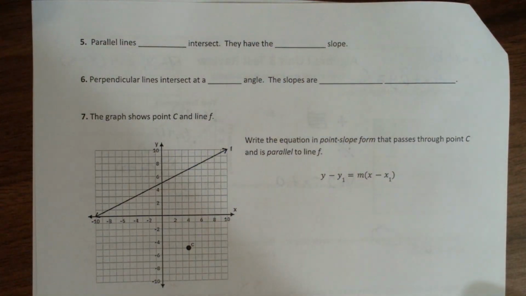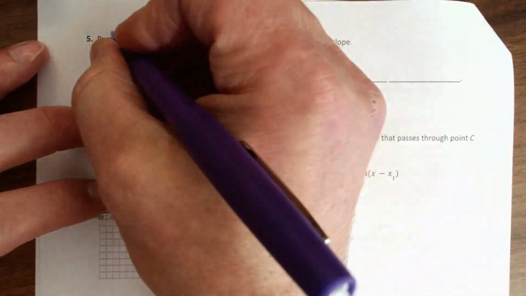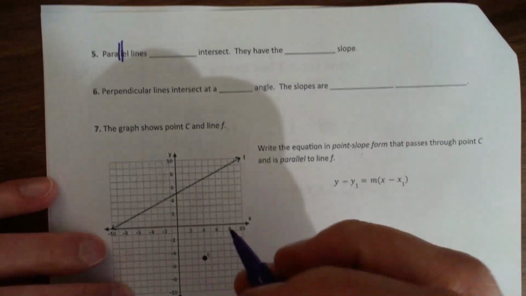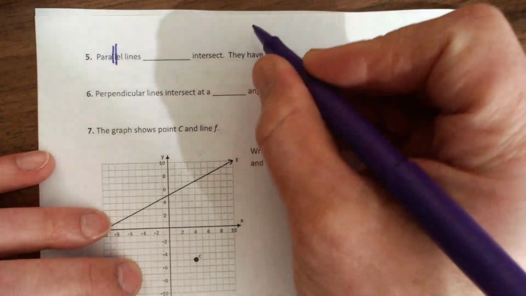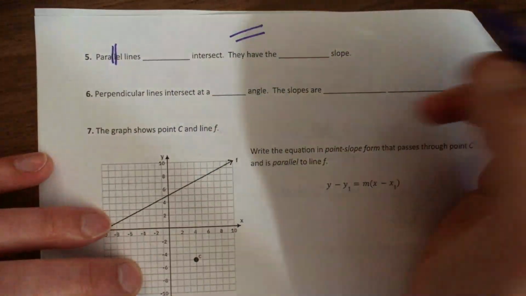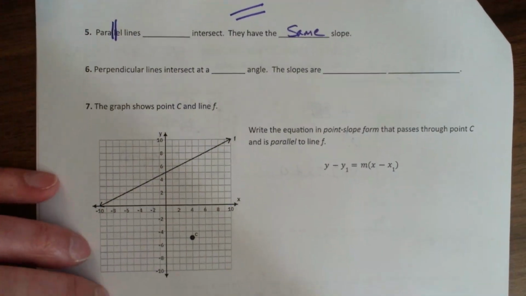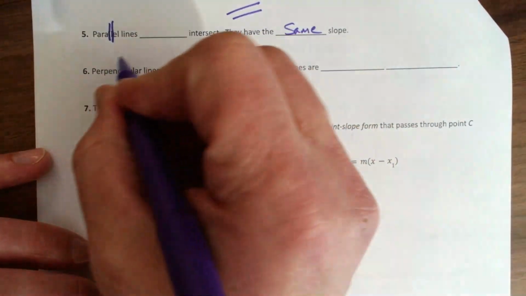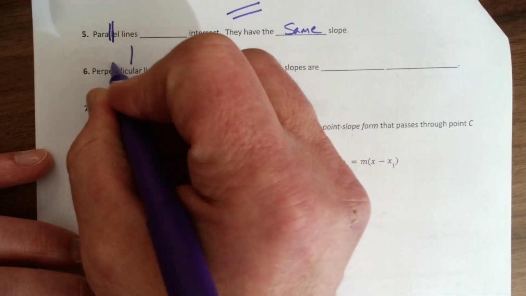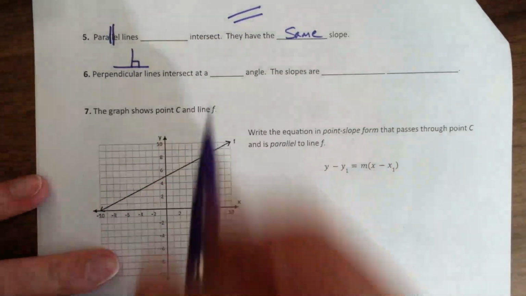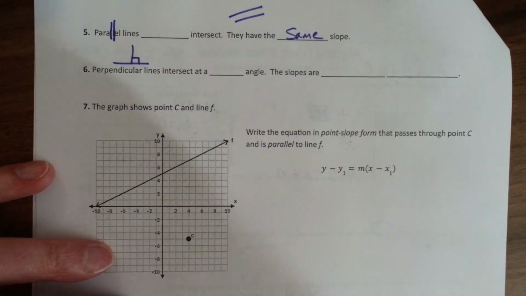Some rules on parallel and perpendicular lines. Remember, parallel lines use two L's because they go out forever and they never intersect. And therefore, if they never intersect, they're going to have the same slope. Perpendicular lines: remember the symbol for perpendicular has this little 90 degree, because they make a right angle, a 90-degree angle.